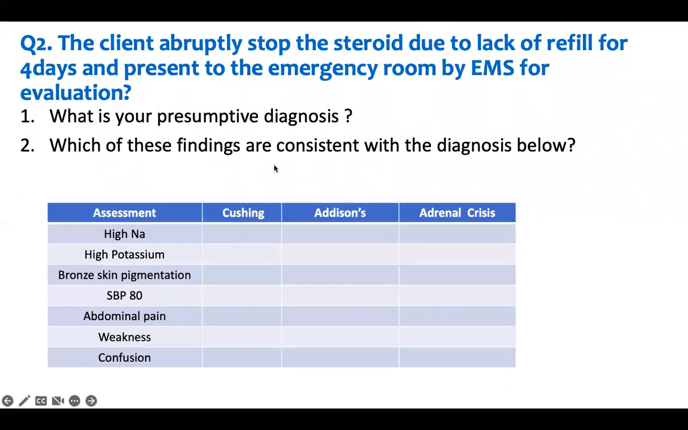And then the client abruptly stopped the steroid due to lack of refill for 4 days and presented to the emergency room by EMS for evaluation. Now they stopped the steroid because they don't have a refill. And they came into the emergency room in the ambulance. What do you think? This is what you teach anybody on steroids, that you should not stop the medication abruptly. Why? Because your adrenal gland makes steroids, okay? It needs to make a certain amount of steroid for you to function a day.